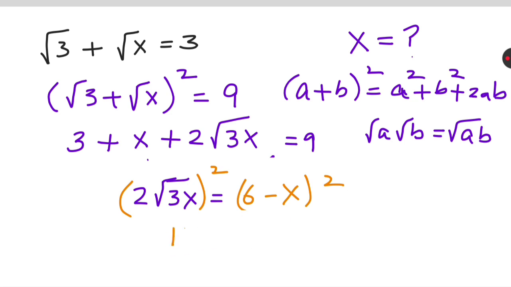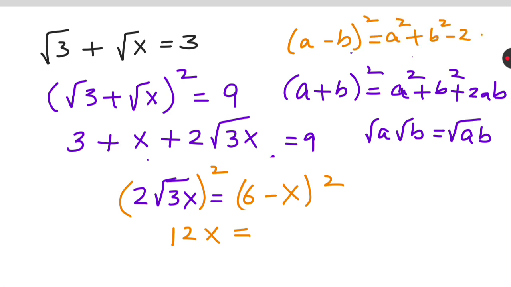So let's write only 12x, that is equal to, the right hand side is in the form of (a − b)². So what is the (a − b)² formula? a² + b² − 2ab. So use that formula. So a² is 6², that is 36, plus b², that is x², minus 2 times, a value is 6, b value is x. So 2 times 6 is 12. So here we got 12x.